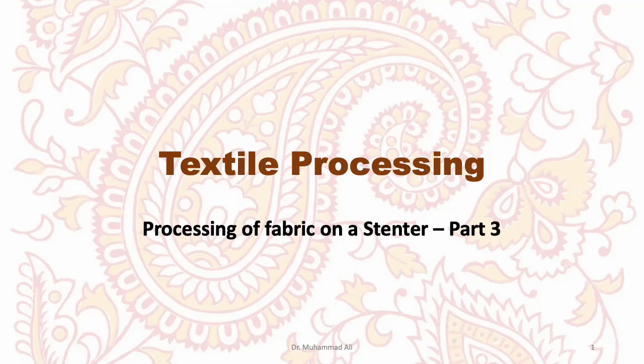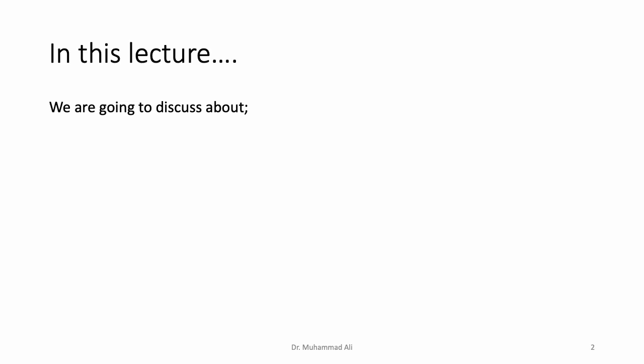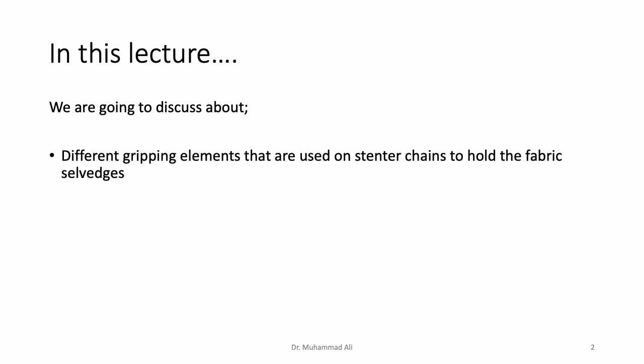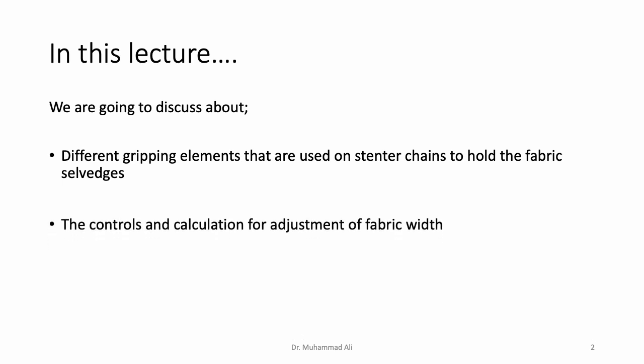Welcome to this third part of the lecture series on processing of a fabric on a Stenter. In this lecture, we are again going to cover two aspects of processing a fabric on a Stenter. The first point that we will be discussing is about different gripping elements or devices that are used on Stenter chains to hold the fabric salvages. The other thing that we will be discussing in this lecture is related to the controls and calculations for adjustment of fabric width on a Stenter.